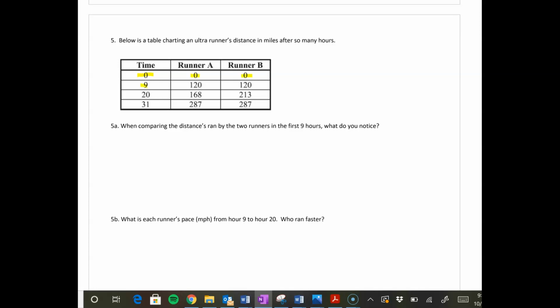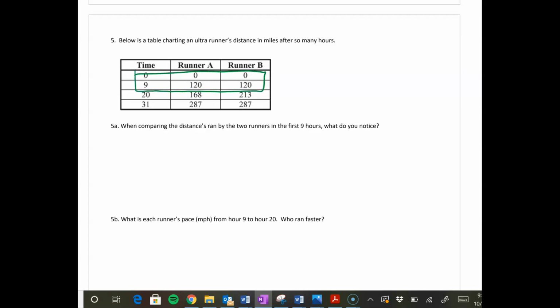Then after 9 hours, runner A and runner B are both at 120. Then you can see after 20 hours how many miles they've run in total. And in total, after 31 hours, you can see how many miles they've run. Okay, so when comparing the distances run by the 2 runners in the first 9 hours, let me erase this highlighting. Just in the first 9 hours, that's all I'm focusing on.